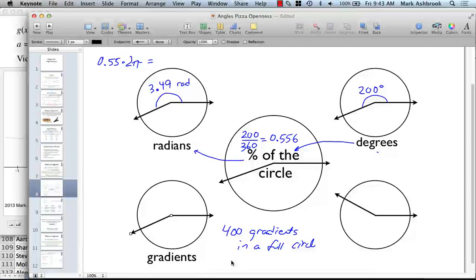So what are you doing when you multiply? What is that doing? Okay. And so, why are you multiplying by 0.556? Right. So we want that percent of what? 400. So we're going to take that same percent now. We were one step away. If all we needed to know was how many gradients were in a full circle, 400, now we're going to take that same percent, and what do you get? 222?